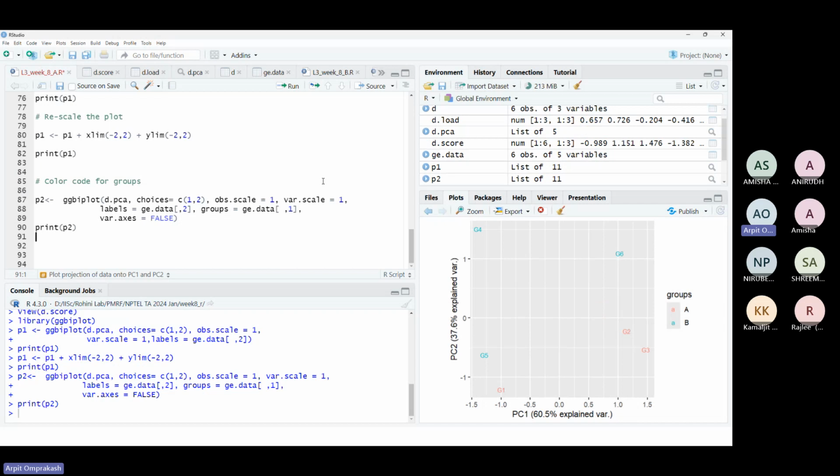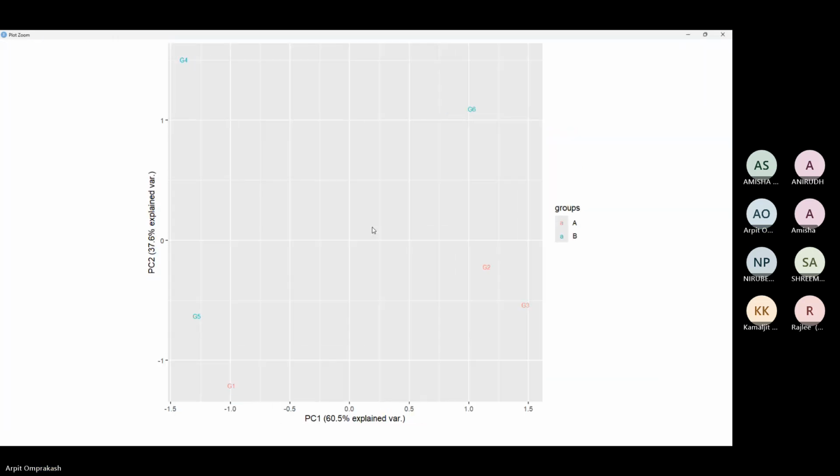And we print it. So this is how the plot looks. Variance axis is false, so basically it won't draw the other three axes. So this is how our plot looks. We have group B, which is this side, genes 4, 5, 6. Group A, which is this side, genes 1, 2, 3.